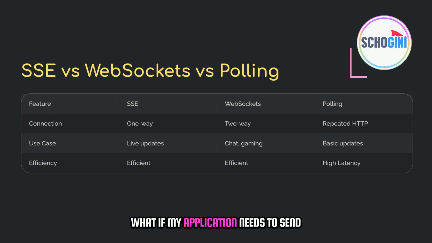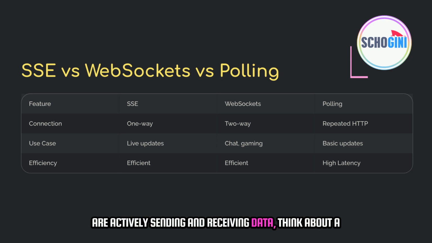What if my application needs to send data back to the server frequently? Like if it's more of a two-way conversation in real time? That's a really important distinction. If you need that constant back and forth flow of information where both the client and the server are actively sending and receiving data, think about a chat application or an online multiplayer game. In those cases, SSE isn't the best choice. What should you use in those cases? The sources actually point to WebSockets as the more suitable technology for that.